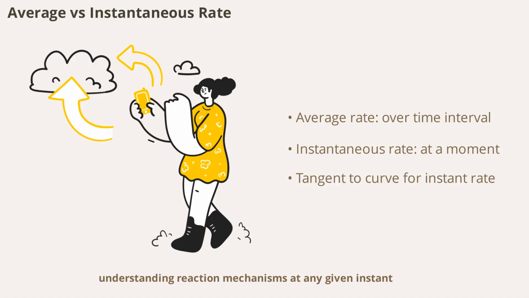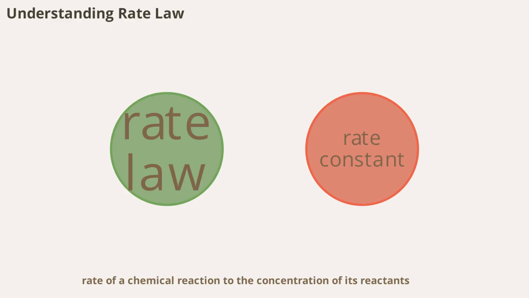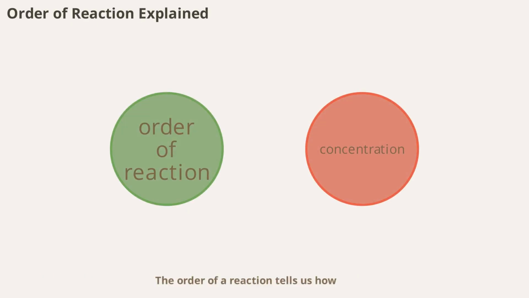Rate law is a mathematical expression that relates the rate of a chemical reaction to the concentration of its reactants. It's usually written as rate equals k[A]^m[B]^n, where k is the rate constant, and m and n are the reaction orders with respect to each reactant. The rate law is determined experimentally and provides insight into the reaction mechanism, helping chemists predict how changes in concentration affect the reaction speed.